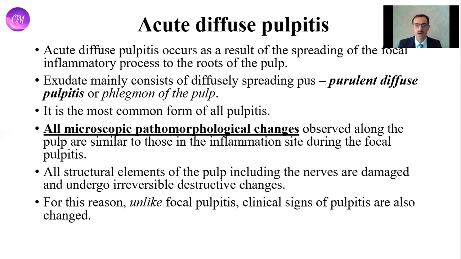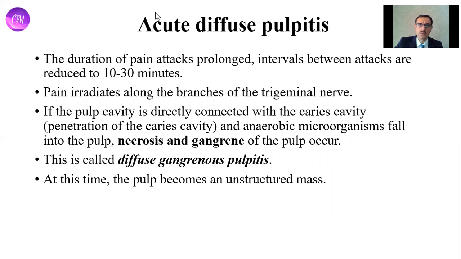For this reason, unlike focal pulpitis, the clinical signs of pulpitis are also changed. The duration of pain attacks is prolonged. Intervals between attacks are reduced to 10-30 minutes. Pain radiates along the branch of the trigeminal nerve.